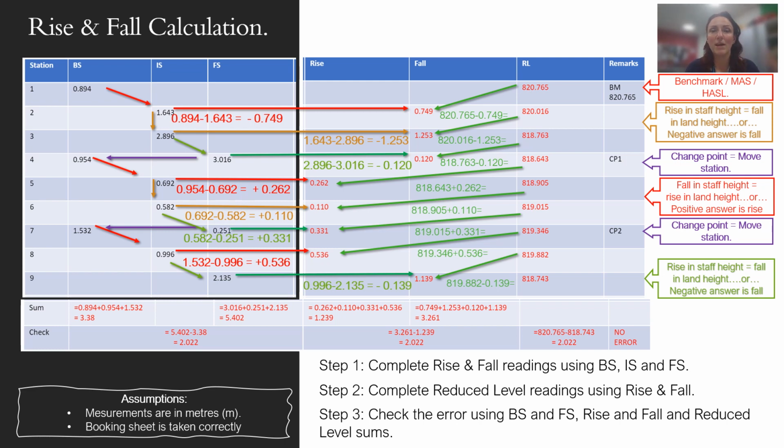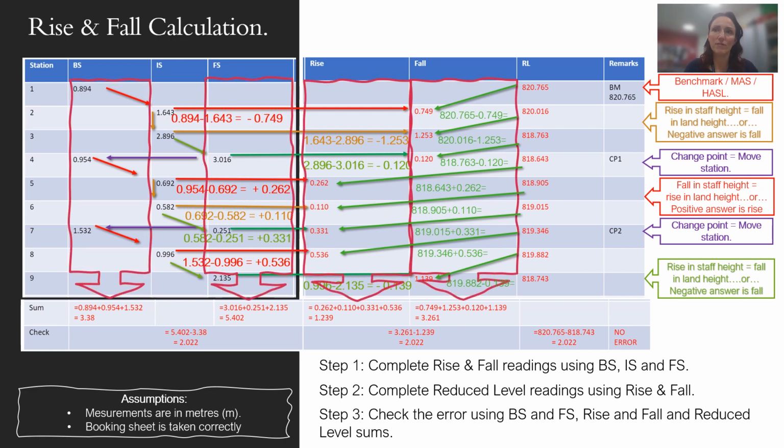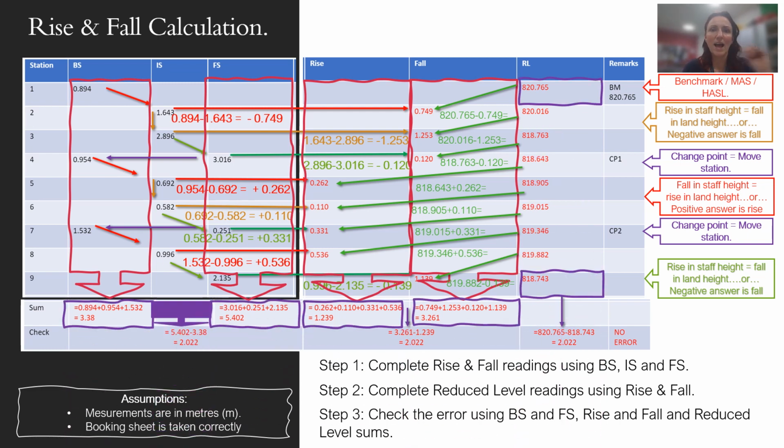I do need to make sure my calculations are right. You can double check your calcs however you like, but this is one way of doing it. I look at the sums, okay? So I get my backsight, my foresight, my rise and my fall, and I add them all up, okay? And then I say, well, the difference between my backsight and foresight gives me 2.022. I took the smallest value from the biggest value. I made it easy for myself.